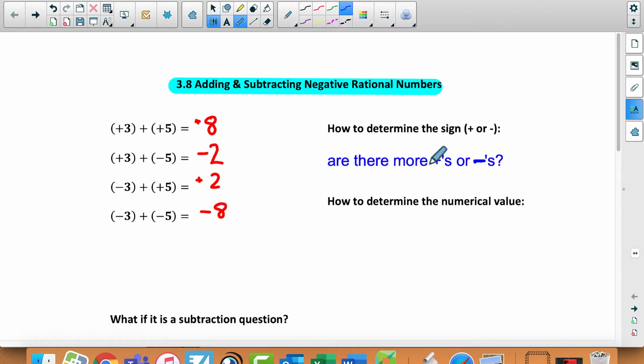And whatever the answer is, that's going to be the sign. If there's more positives, like in the first one, it's going to be positive. If there's more negatives, right, 5 is more than 3, more negatives, it's going to be negative. And that's going to be the same for all the questions we do today.